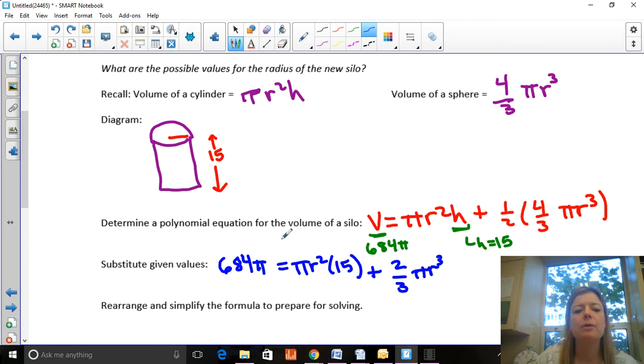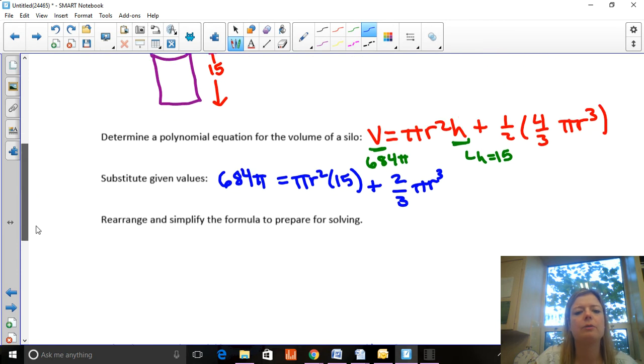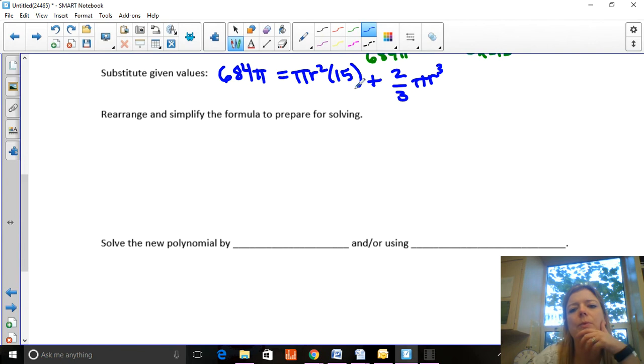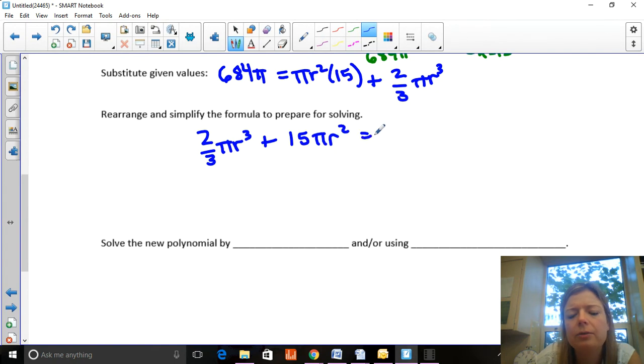Okay, so this is actually a polynomial equation now because we have r cubed and r squared, and that's the only variable, right? Pi, remember, is just a number. So now I'm going to rearrange this for solving. I'm going to change the order around a bit to 2/3 πr³ plus 15πr² equals 684π.